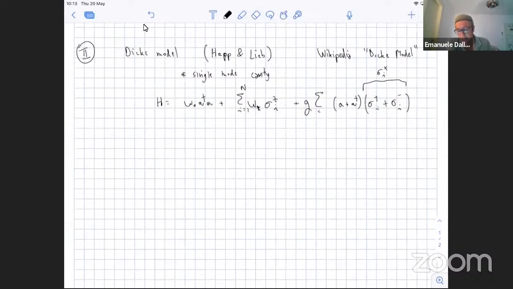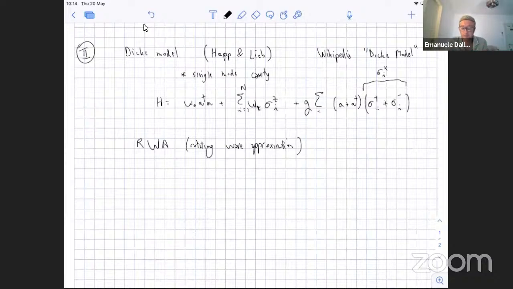Okay, so what did Hepp and Lieb do? Hepp and Lieb did what is known as the rotating wave approximation, RWA. It later turned out that this approximation was actually not really needed. You can solve the model in the large n limit even without the rotating wave approximation, and that's something you are going to do in the homework.